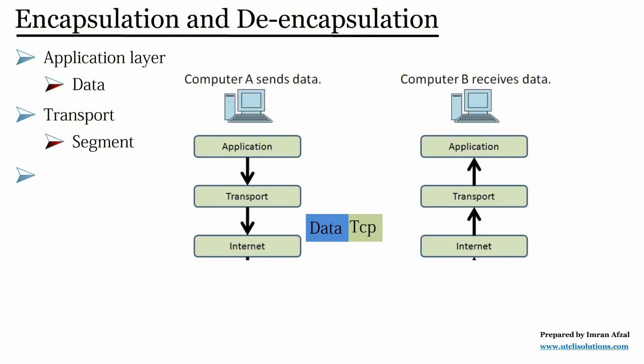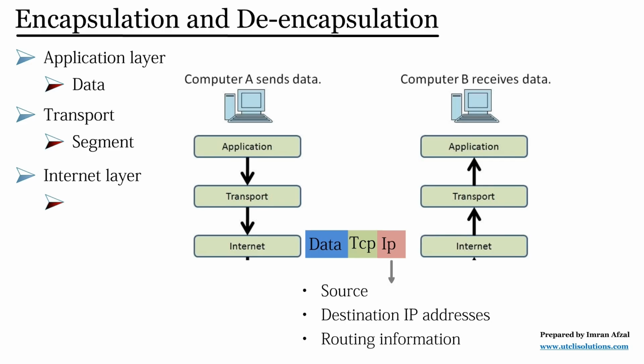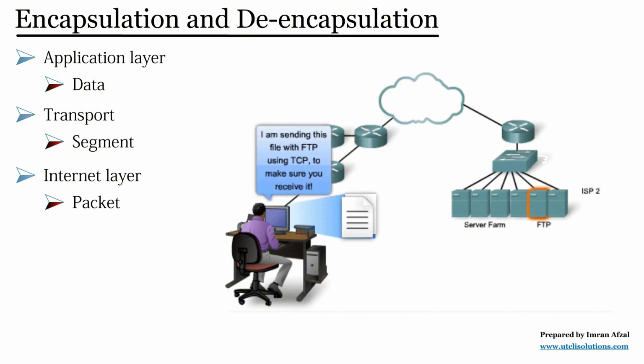Next, the segment is passed to the internet layer. Here, the IP protocol adds another header. This header includes source and destination IP addresses and other routing information. The result is called a packet. The packet allows the message to be forwarded across multiple networks.